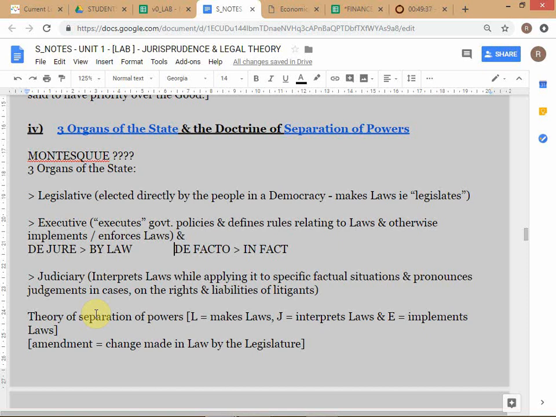They interpret the law while applying it to specific factual situations and pronouncing judgments in cases. Essentially applying the law, interpreting the law. So why is realism more consistent with this? Because separation of powers says that the role of the legislature is to make the law, the role of the executive is to enforce the law, and the judiciary's role is to interpret the law. And you're saying that realism is more consistent with this approach, with this philosophy.